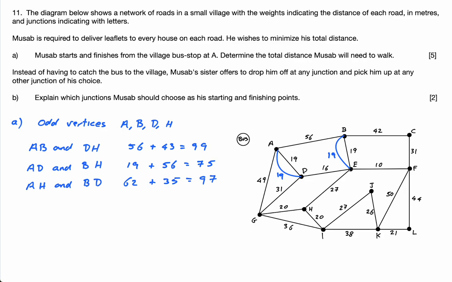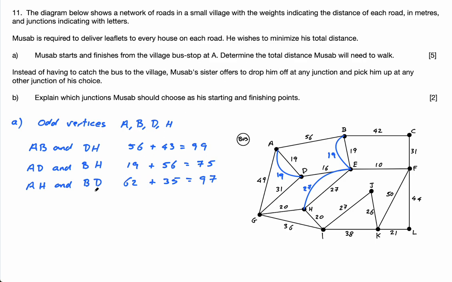And then E to H, which is 27. So I'm basically adding up everything, but I'm going to add on a 19 again. So there'll be two of these 19s, and I'm going to add on an extra 19 and an extra 27. So now I just essentially need to add up all these numbers.